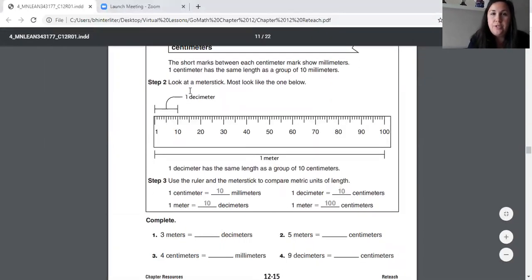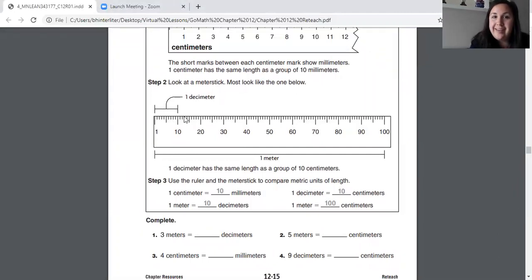Let's look at the next one. Step 2, look at the meter stick. Most look like the one below. So again, you'll see the 1 to the 10. They're showing you that that 1 to the 10 is a decimeter, okay? And this whole stick here is 1 meter. So you can look at the difference between a meter and a decimeter. The decimeter, if you put 10 decimeters together, you're going to get a meter. Where it says right here, 1 decimeter has the same length as a group of 10 centimeters, okay?